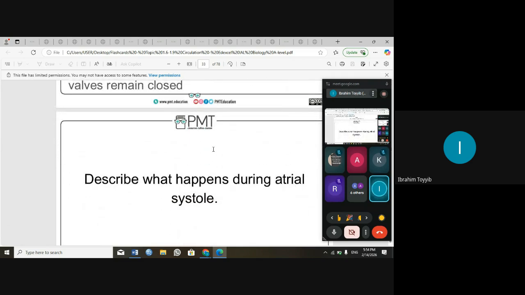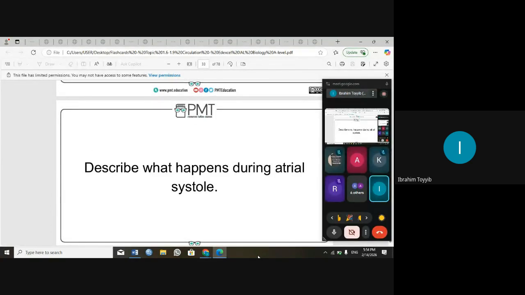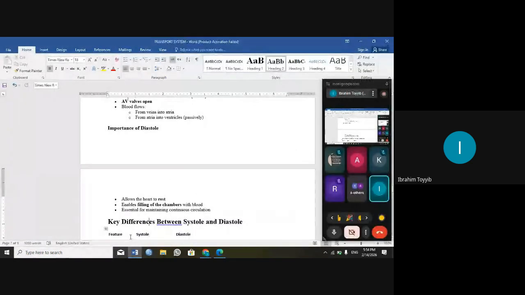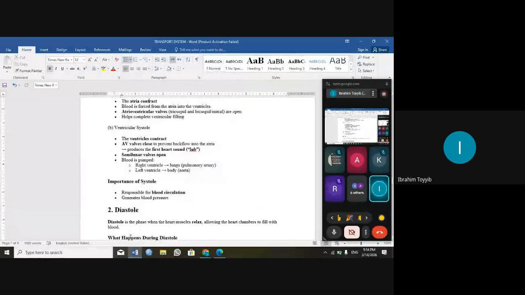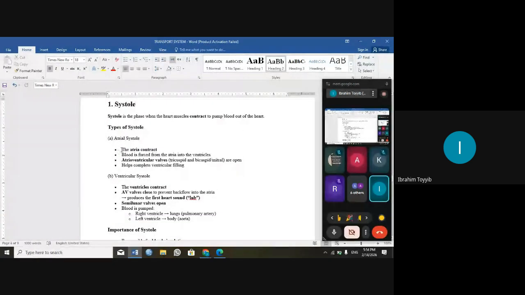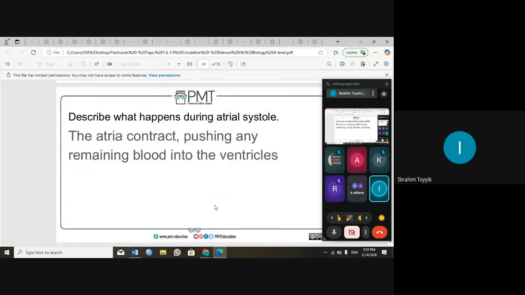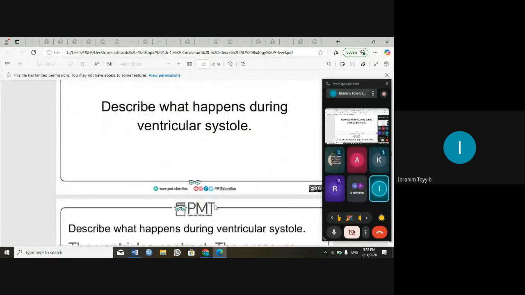So describe what happens during atrial systole. Not sure if you remember that. We've learnt this, the atrial systole. So the atria contract and push any remaining blood into the ventricles.